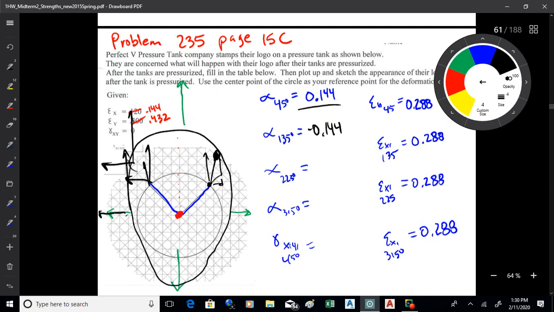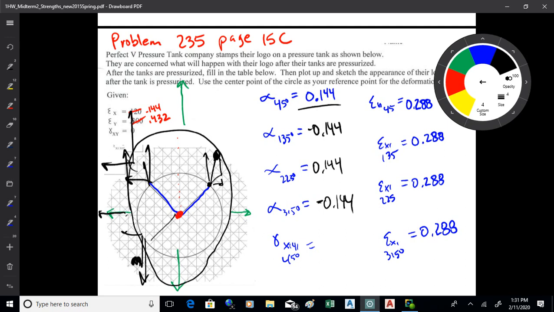How about at 225 down here? What do you suppose the sign will be? Yeah, why positive? So kind of over that away. Counterclockwise. Good. Okay. And then the last one, I think the smart money's on negative. Okay. We're good.